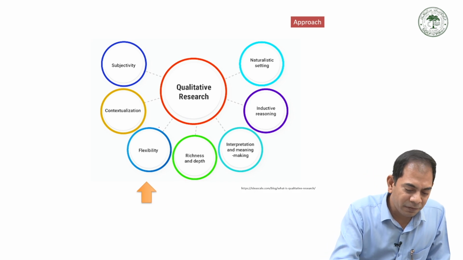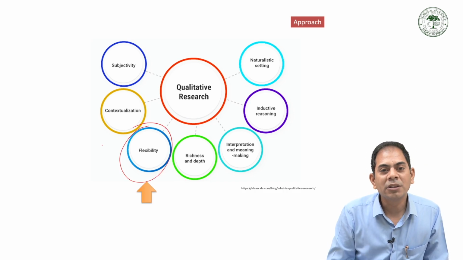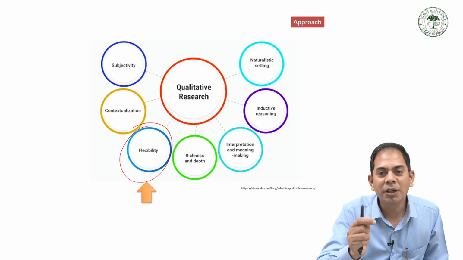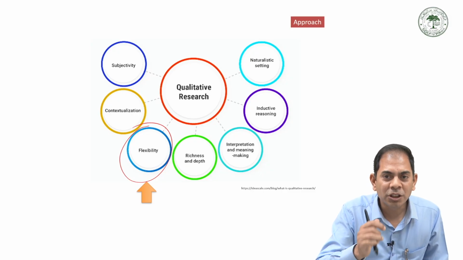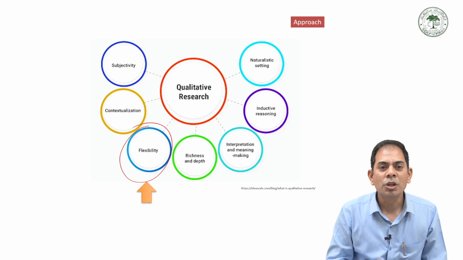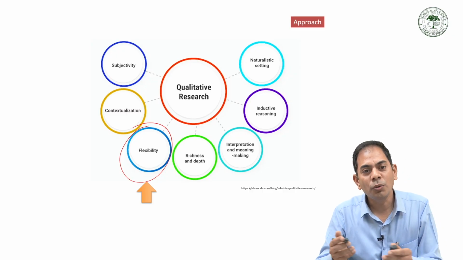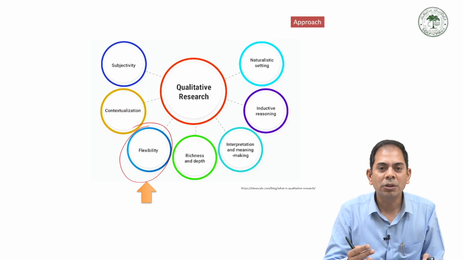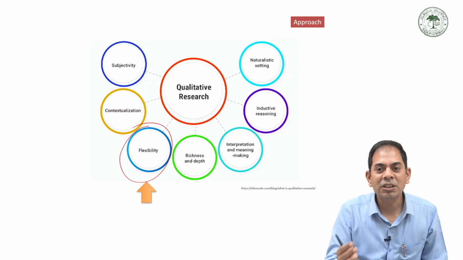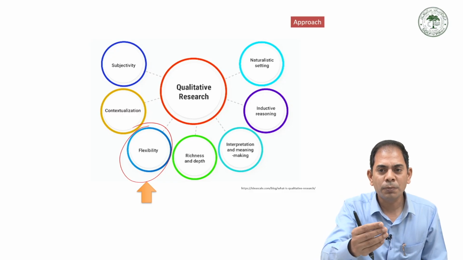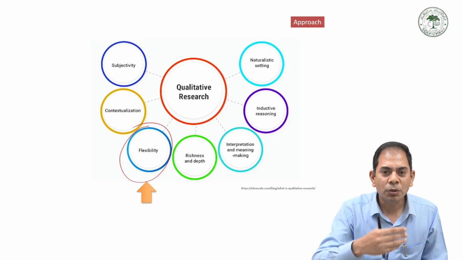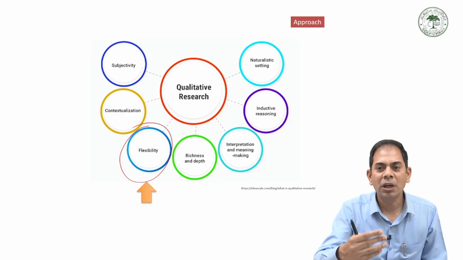Next important thing is flexibility. Qualitative research has flexibility, which means the ability to change and adjust the research process according to the situation, the need, and new information. In qualitative research, the researcher is not always restricted to a fixed plan or a strict procedure. The researcher can modify the questions, ask additional questions, and explore new ideas during these studies.